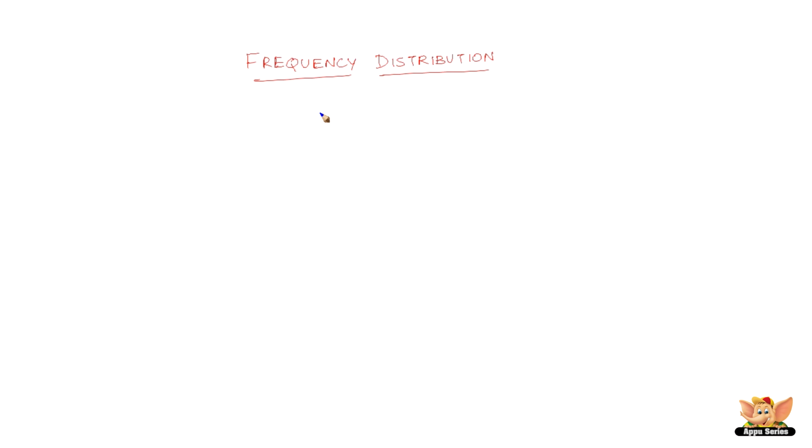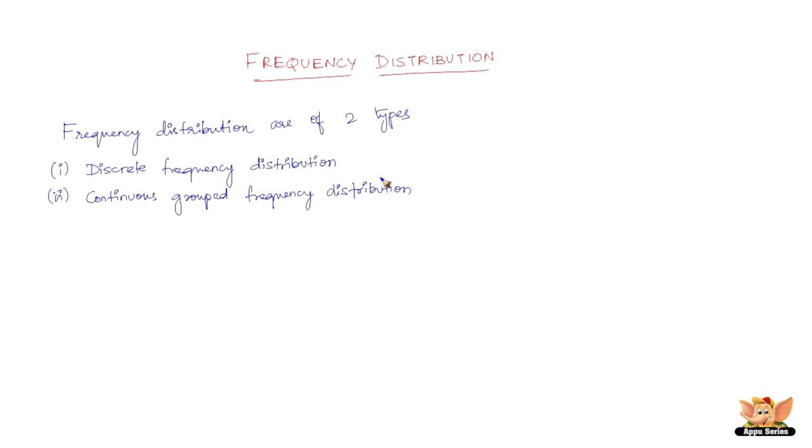Now, frequency distribution are of two types. The first one is discrete frequency distribution and the second one being continuous grouped frequency distribution. Now let us look into the discrete frequency distribution.